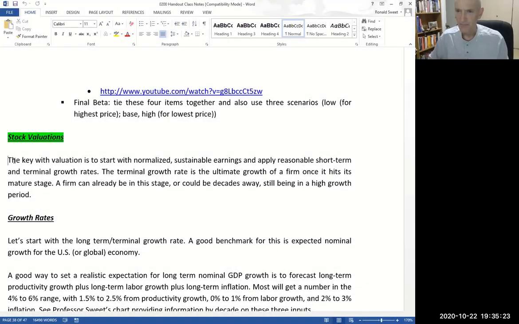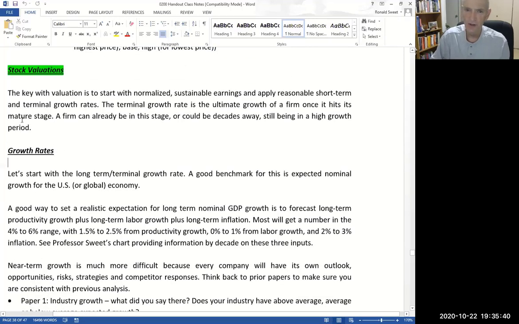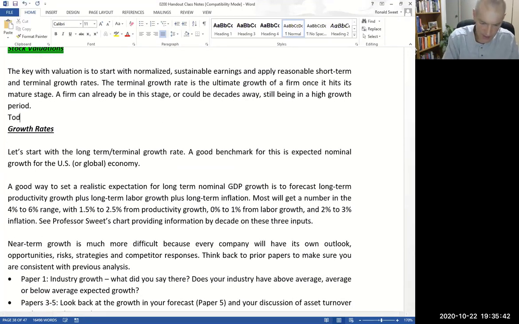The most important thing, paper 7, is getting the growth rate for your company. So we're going to use fairly traditional valuation models. Your biggest input is what are those growth assumptions. And the way I like to do growth rates, think of it in this term: you have today and you have the terminal growth.